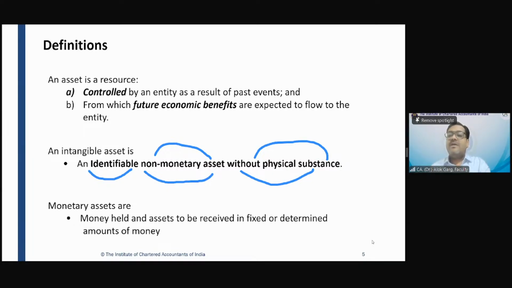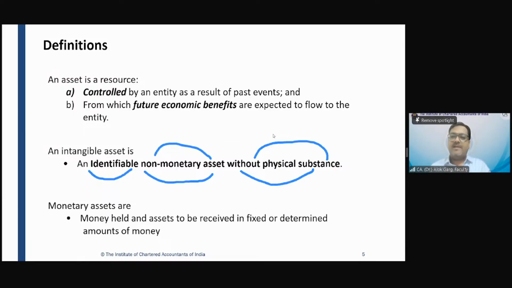Why? Because the inventory is lying in the godown or in the shop of the company. Let's say tomorrow a fire breaks out and destroys the inventory. Do you have a right to receive fixed cash? The answer is no. But when you sold inventory on credit, do you have a right to receive a fixed amount of cash? Yes. Debtors are the monetary asset, right? So when you sell inventory, it becomes a monetary asset, but inventory itself is a non-monetary asset.